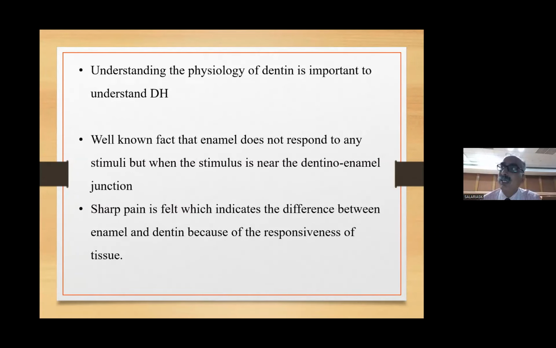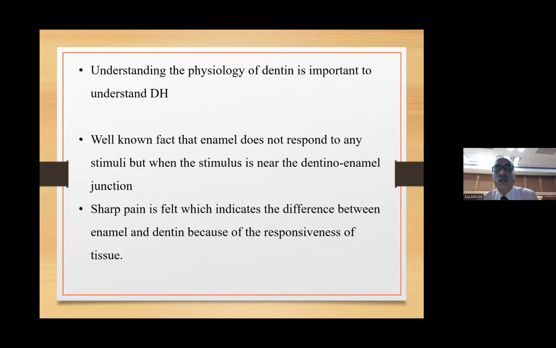And when it is hypersensitive in nature, on histological evaluation it was found that the number of dentinal tubules is increased, and they are nearer to the cervical surface at the cementoenamel junction, and their diameter is also wider. So these two features make the tooth or the exposed dentine more reactive towards stimuli, and that is the way they induce a hypersensitivity or hyperreactivity reaction, which is known as dentinal sensitivity. It is a sharp type of pain, which indicates the difference between enamel and dentine because of responsiveness.